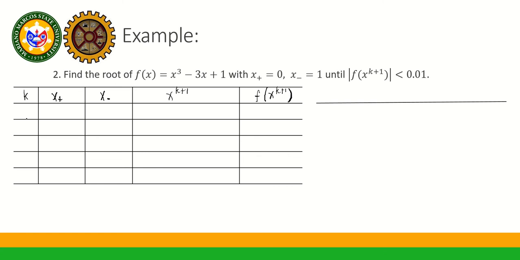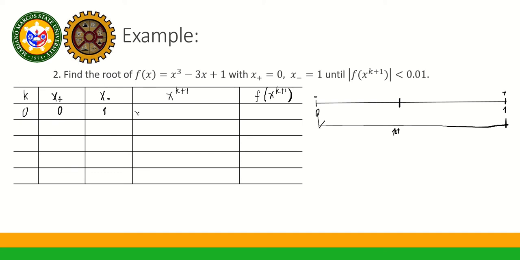So at k is equal to 0, our x positive is 0 and our x negative is 1. So our interval, this will be 0 and this will be 1. This is negative and this is positive. So here we will get the value, the root. So this is our first interval. Okay?